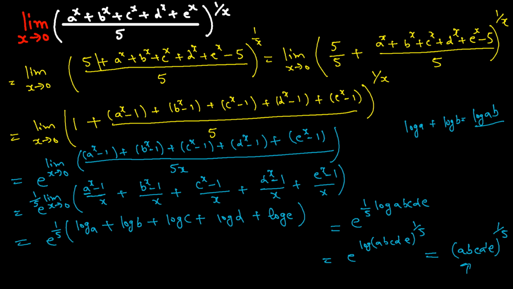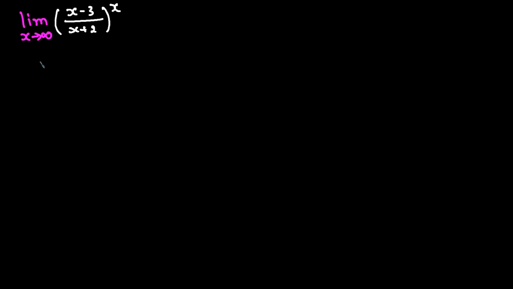Alright, let's do a couple more, then we'll be done. Okay, so the next one is the limit as x approaches infinity of (x minus 3 over x plus 2) raised to the power x. Again, my goal is to make it look like 1 plus something. That's what I'm trying to achieve, and that's how you can solve the problem.